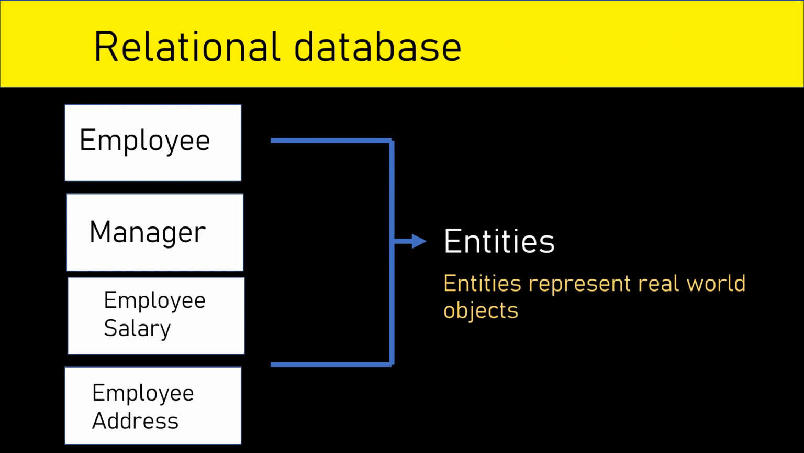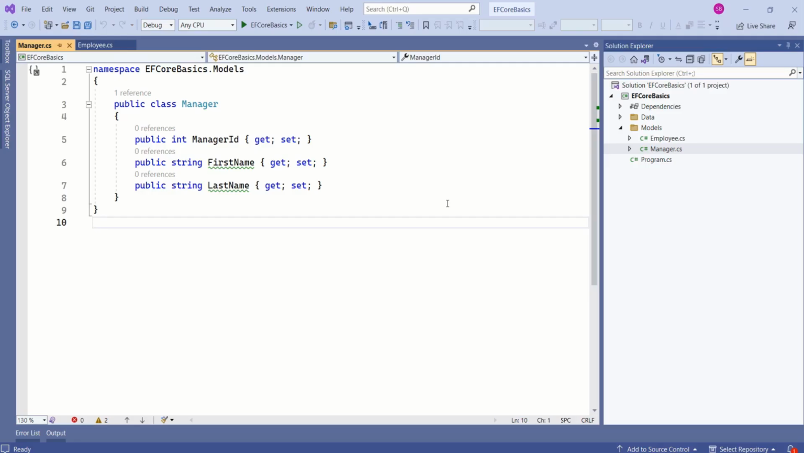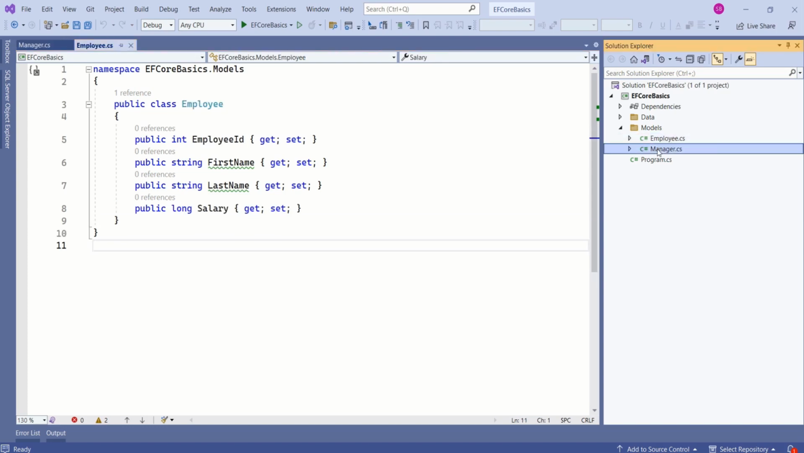We have discussed entities in the context of a relational database. What about Entity Framework Core? In the context of Entity Framework Core, an entity is a class that maps to a database table. If you look at this application, we have created classes for employee and manager.